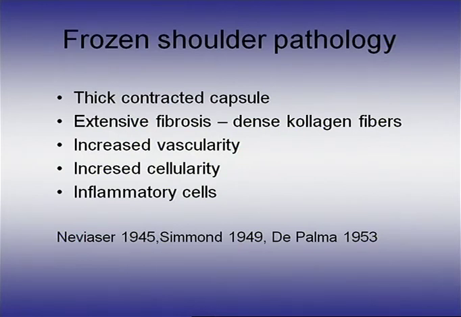We really don't know the pathology behind this disease. About 60 years ago, Neviaser, Simmonds, and DePalma reported on the pathology. They found a thick contractile capsule. They found extensive fibrosis, increased vascularity, increased cellularity, and lots of inflammatory cells.